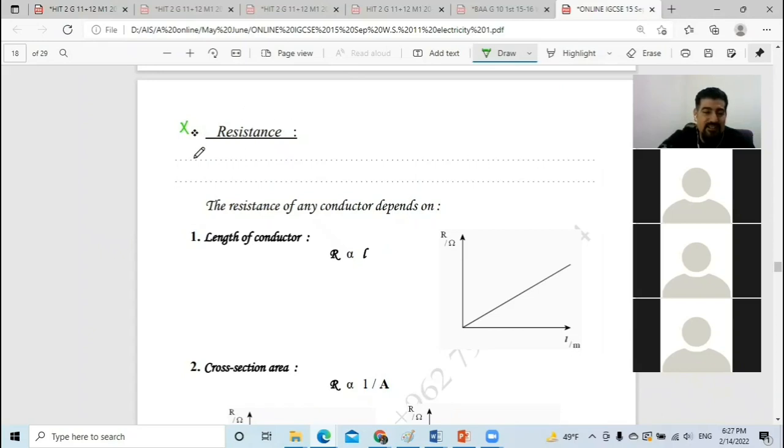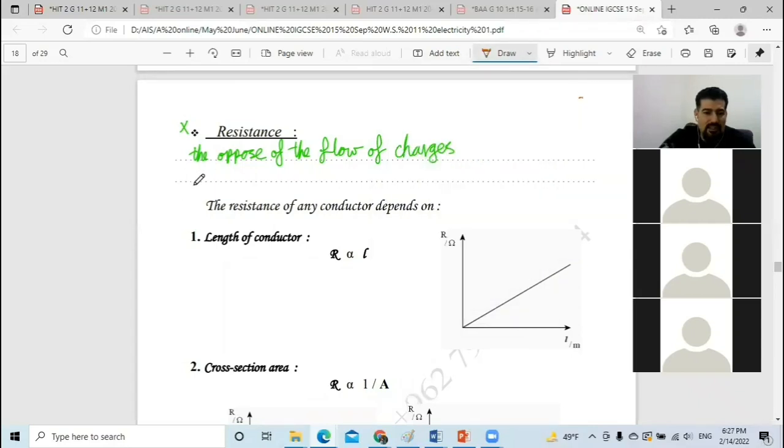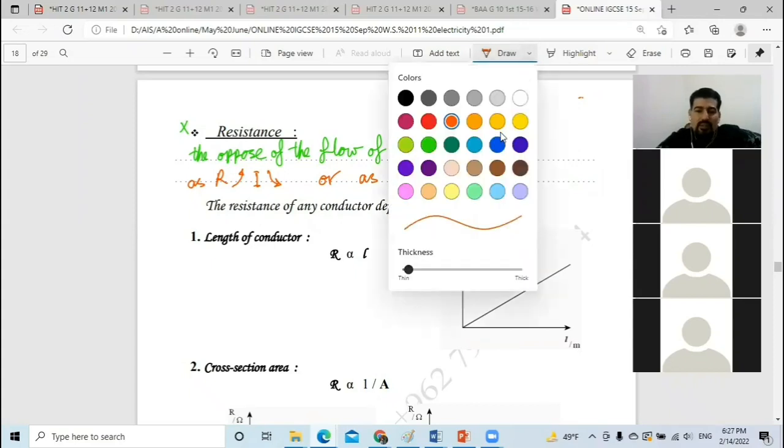So, what is the resistance? The opposition of the flow of charges. What that means is, as the resistance increases, the current decreases. Or as the resistance of any device decreases, what will happen to the current? It increases.